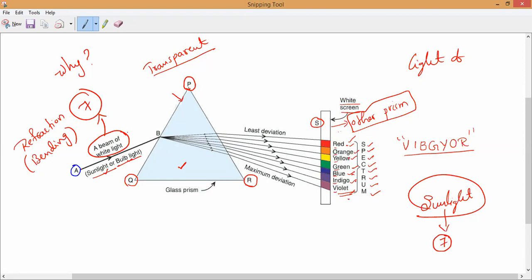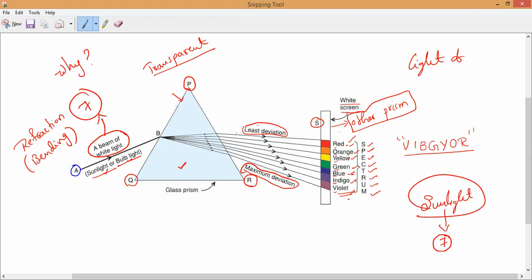So now you can see that different colors travel at different speeds. They are refracted or bent by different angles. You can see here, all are not bent at the same angle. They bend by different angles while passing through the glass prism. Some are bent very little, as you can see in the picture, showing least deviation, and some show maximum deviation. Yes or no, guys? Minimum deviation and maximum deviation.